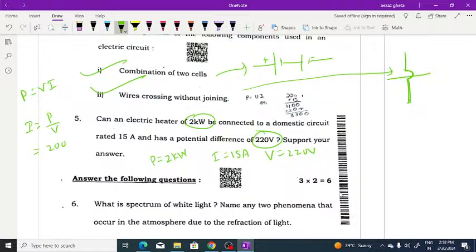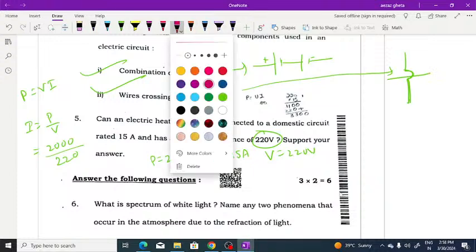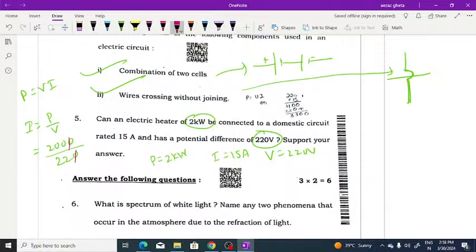If I have a 2000 watt heater and a 220 volt circuit, then I can cancel the zeros, and 2 elevens are 22, so a current of 9 point something will come. But here the current is how much? 15 ampere. Actually the current that should flow is 9 point something, about 9.1 ampere. We are allowing it 15 ampere, then how will it work? Very high current is flowing. So the answer should be no.